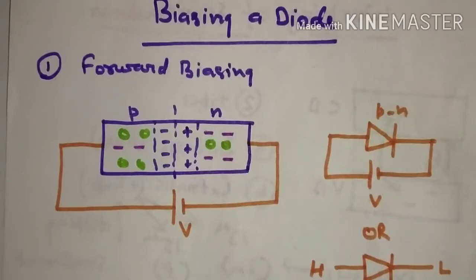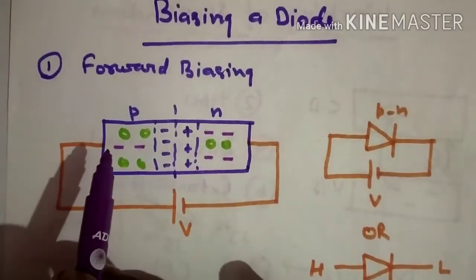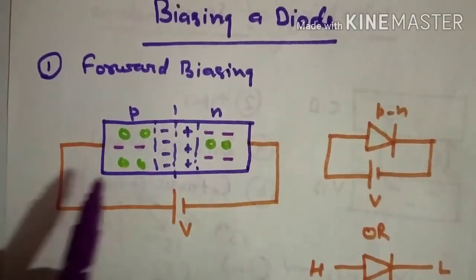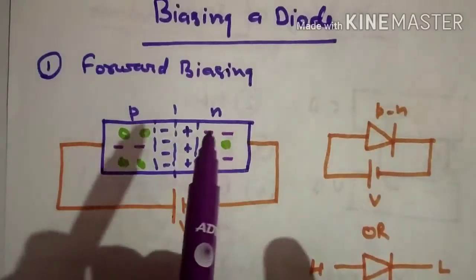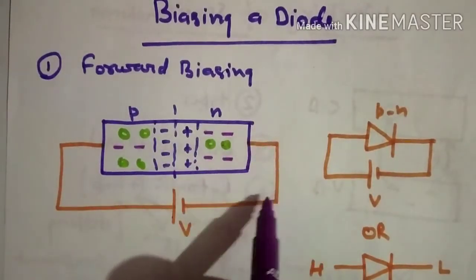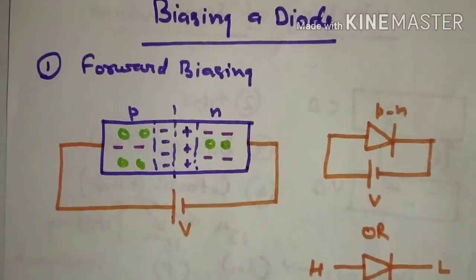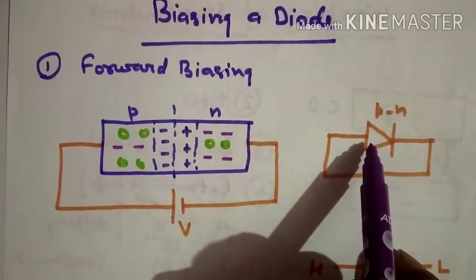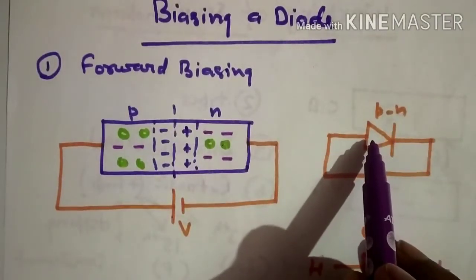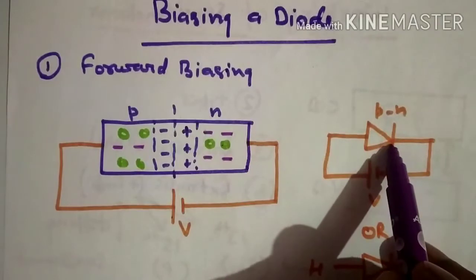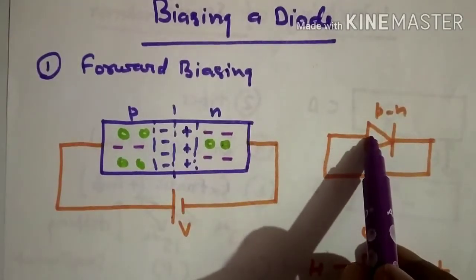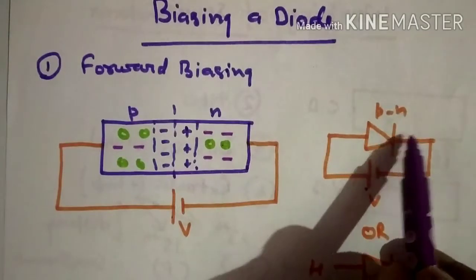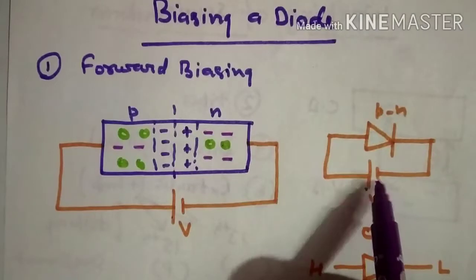For the forward biasing of diode, we connect the P side of the diode with the positive terminal of the battery, and N side of the diode is connected with the negative terminal of the battery. This is the block diagram of the diode. This is the symbol of diode. This triangular portion represents the P region of the diode, and this vertical line represents the N region of the diode. So here P region of the diode is connected with the positive terminal of the battery, and N region of the diode is connected with the negative terminal of the battery.